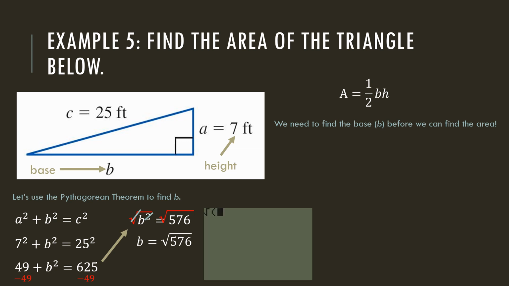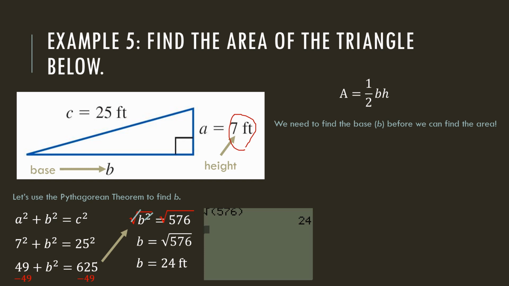So we have the square root of 576. It's probably going to open up a parenthesis for you. If it does, just go ahead and close it. So the square root of 576 is 24. What this means is that 24 times 24 gives you 576. So b is 24 feet. I know it's in feet, because if you look at the problem, all of the other sides are in feet.